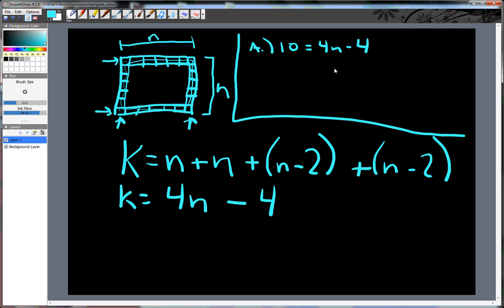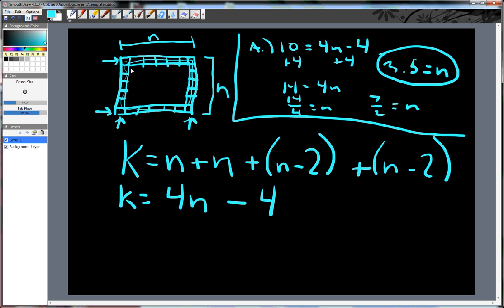Well, I'm going to add 4 to both sides and I get 14 equals 4n. Then I divide by 4 and I get 14 over 4 equals n, which is 7 over 2 equals n, which is 3.5 equals n. The number of squares in any one row or in any column cannot be a fraction. It has to be an integer. So A cannot be the value for k. This is a tongue twister.